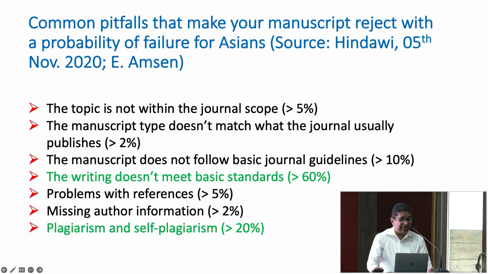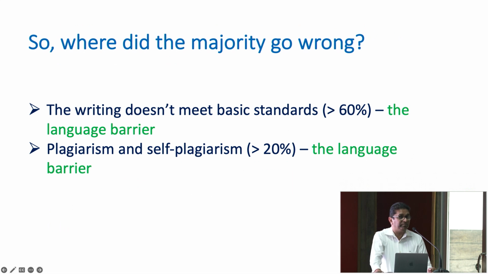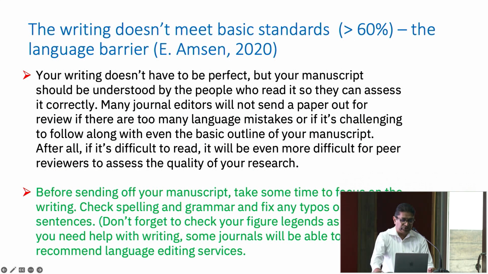And let us look at these two. What I have given here in green color are the most important ones that you need to work on. If you can work on that, definitely your manuscript has a higher chance of getting accepted. So where did the majority go wrong for these two? Therefore we have to focus on these two.